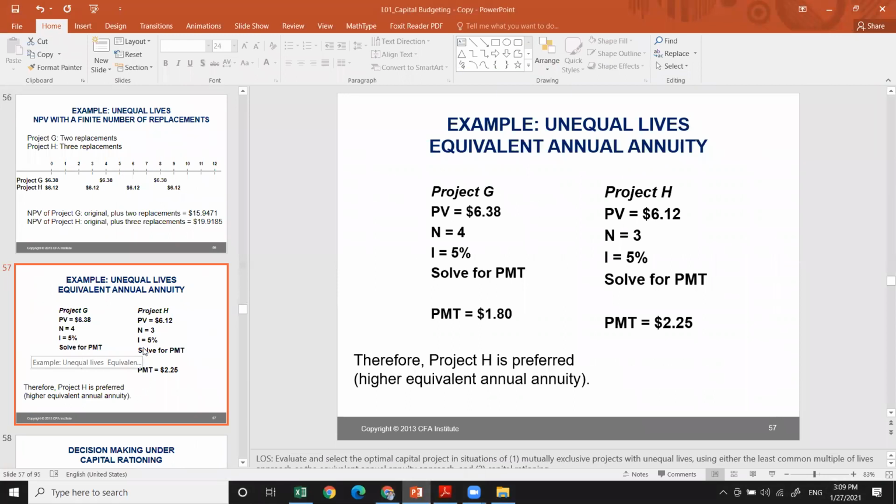Okay, coming to equivalent annual annuity, we're just calculating for the annual payments. Which one gives you the higher payments? That would be the choice to go with that project.